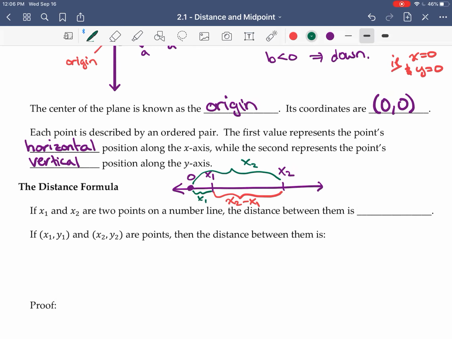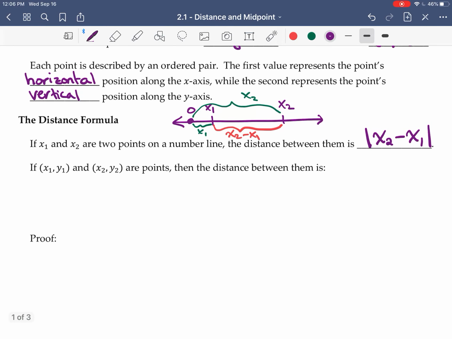Now, because we don't know which one is actually bigger, we can just insert some absolute values because our distance is always positive. So you just take the difference between the two, the positive difference. If you get a negative number, you just make it positive.